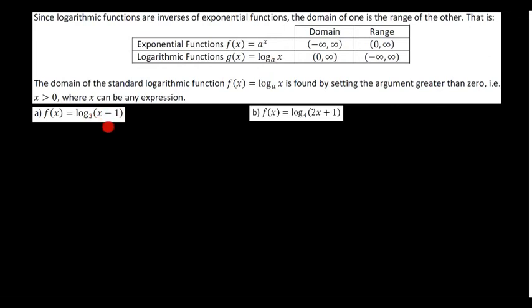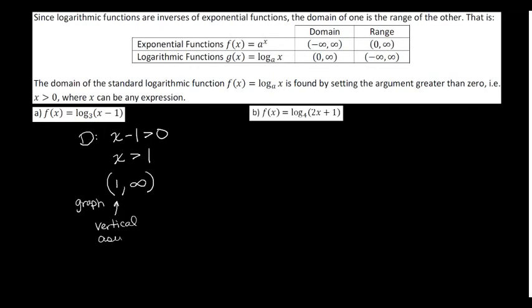However, if we have something other than just an x, we can solve an inequality for the domain. We'll set x minus 1 greater than 0. This tells me that the only values for x that work are from 1 to infinity. If we're going to graph this, this is going to be a vertical asymptote of the equation x equals 1.